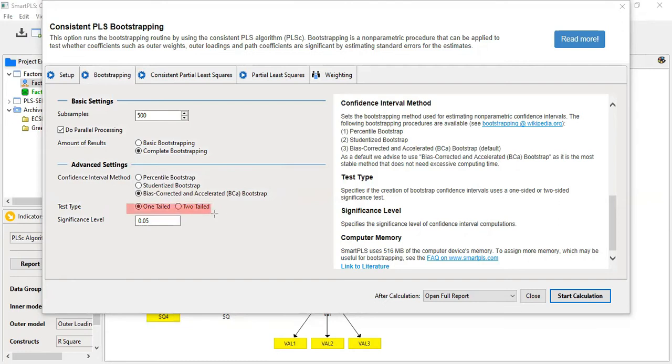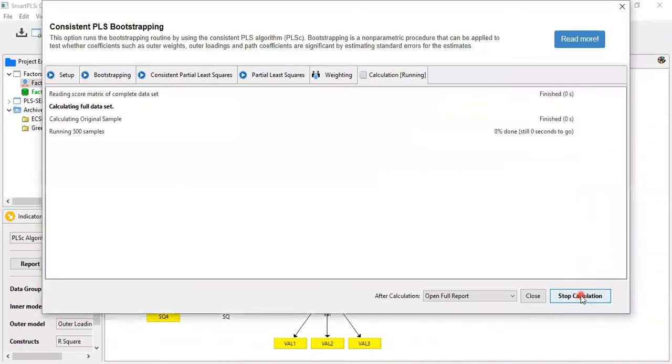One more thing, the test type: one tail, two tail. My test is one tail. And for the significance level, three significance levels are there: 10%, 5%, and 1%. So I'm focusing on the 5%. Okay, this is somewhat the detail about this. And the remaining things, leave them and just start calculations. It will take some time.